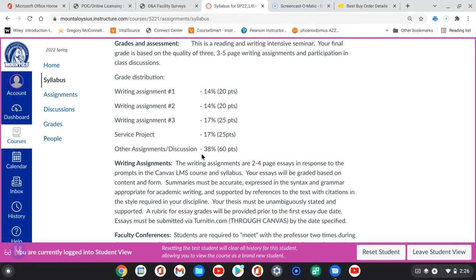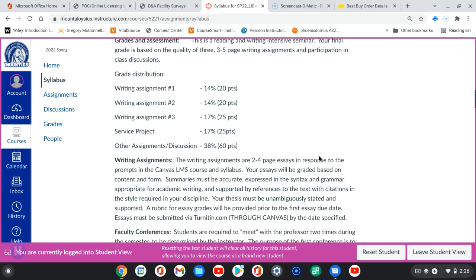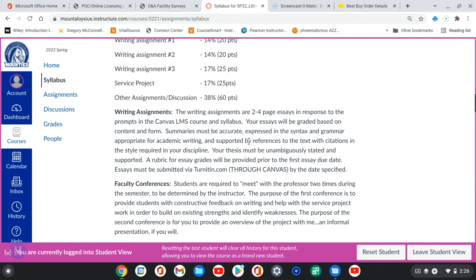There are other assignments and discussions which are graded and do count toward the overall grade of the course. So if you miss discussion posts, you get docked grades. They are graded assignments. The total for discussions and another assignment that is in there, they total 60 points or 38% of your overall grade. Okay. The writing assignments are 2 to 4 pages in length, and they will be in response to one of the prompts that are given to you for the particular writing assignment.